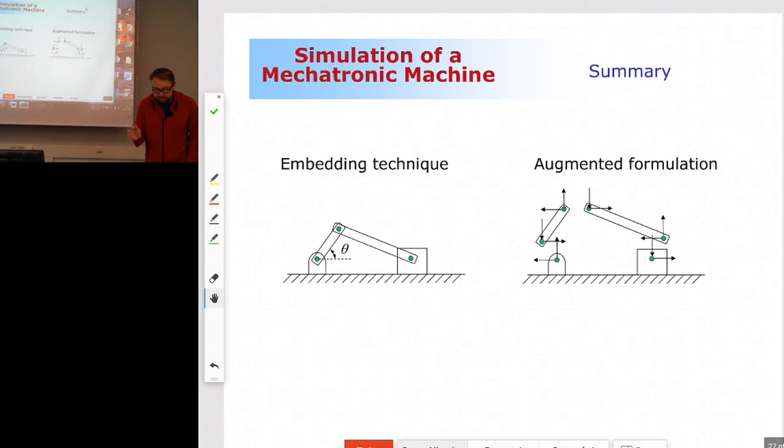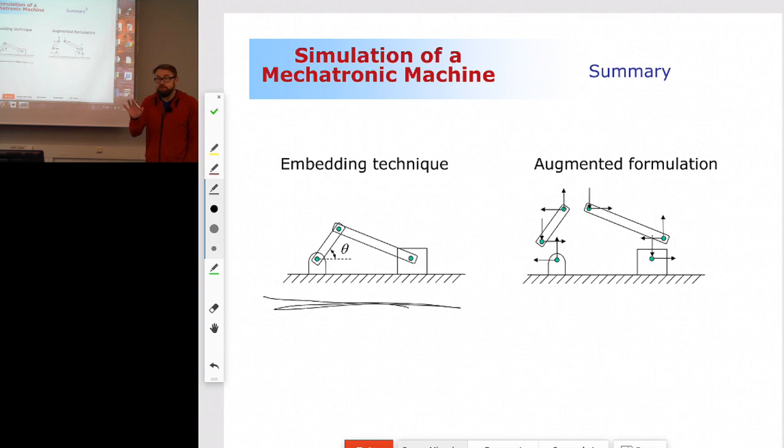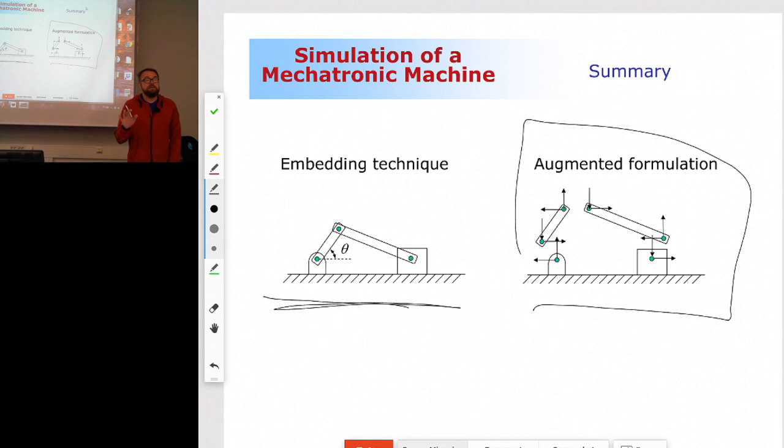Okay, so again, summary. The embedded technique has a very few number of differential equations, which is actually the number of degrees of freedom. The augmented formulation has a lot, but you can get the reaction forces too. In this method, you have to use post-processing techniques to get the reaction forces due to the constraints.